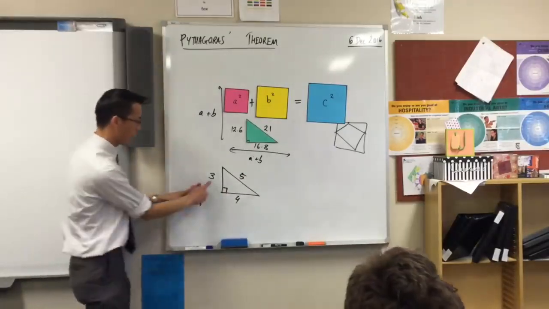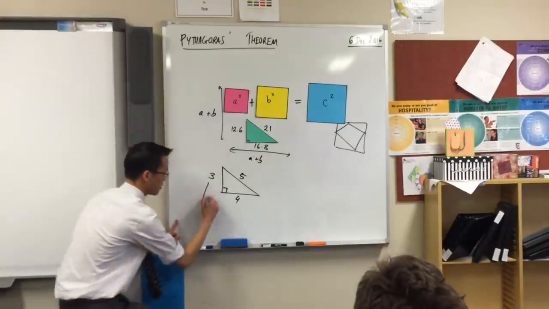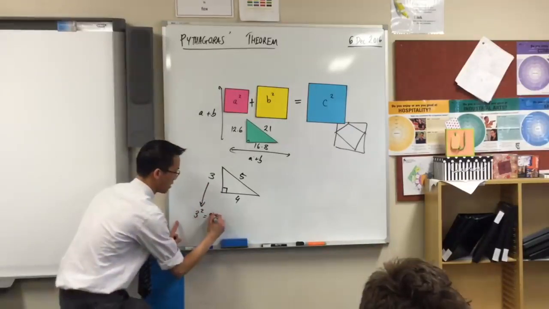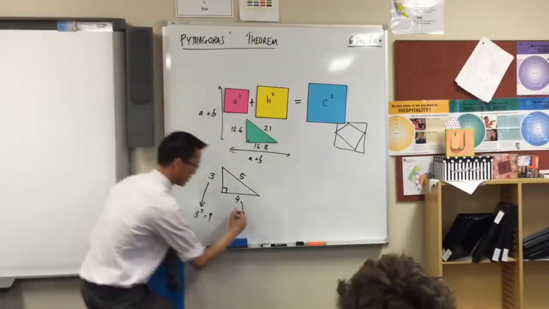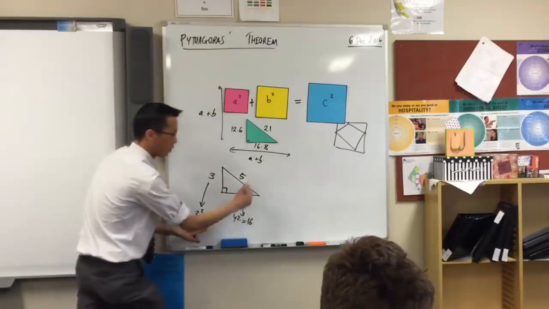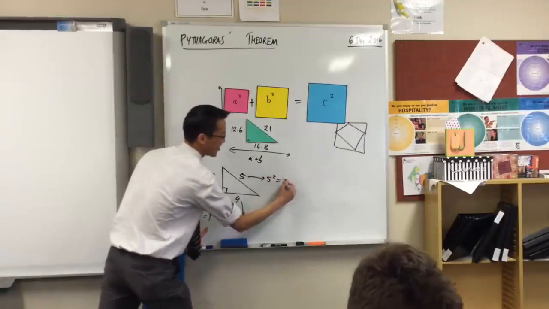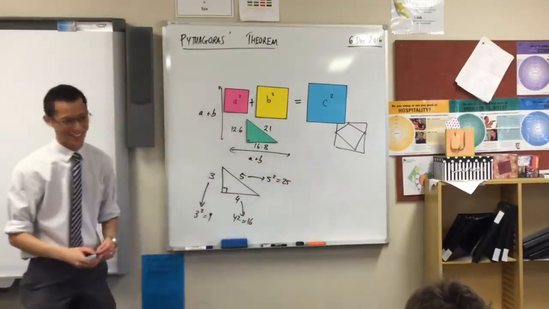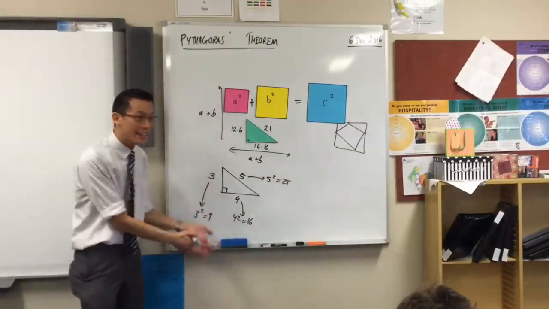Here's why. Watch. What's 3 squared? 9. 3 squared is 9. What's 4 squared? 16. It's 16. And if you add these two together, you get 25, which is 5 squared, right? Very good. So you can do this with any set of triangles.